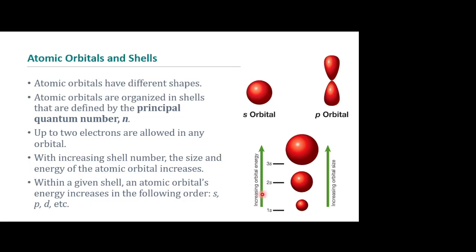Within a given shell, an atomic orbital's energy is going to increase in the following order. We'll have S, P, D, and then etc. F. If we ever get to another periodic orbital, maybe something else will happen.